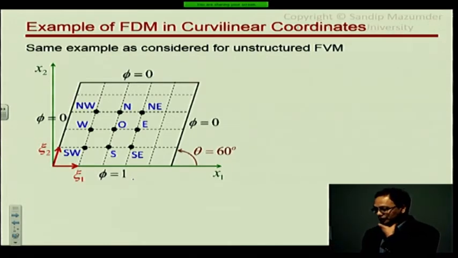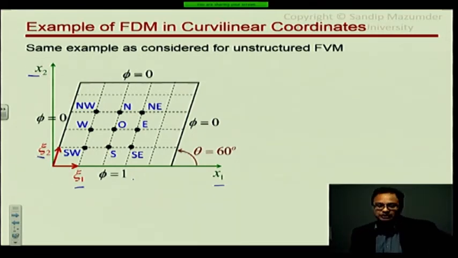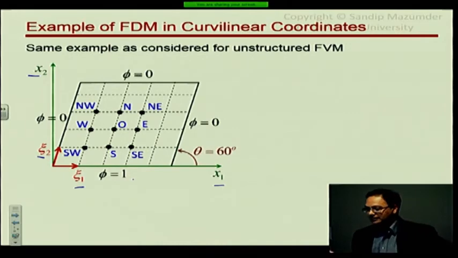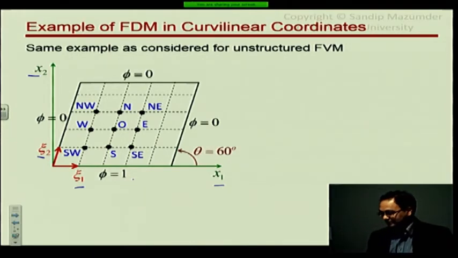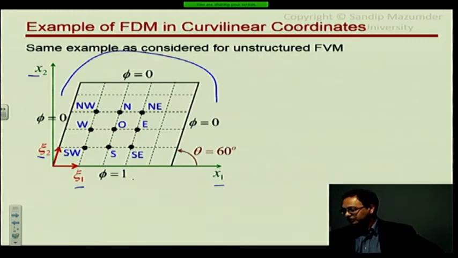You know this already. So it's a 60-degree rhombus. I've denoted here the Cartesian coordinates x1, x2, and then your curvilinear coordinates xi1, xi2. Now, of course, in this case, xi1 is aligned with x1, okay, but xi2 is not, obviously. And then xi1 and xi2 are not even at 90 degrees, as you can see. Okay, these are the boundary conditions. So zeros all around, and then 1 at the bottom.